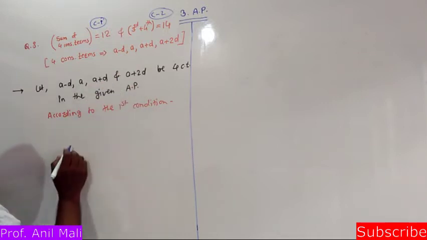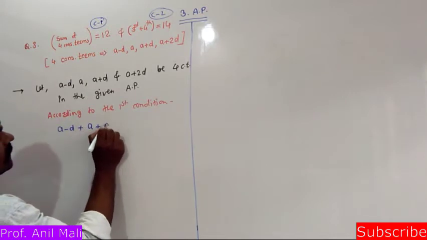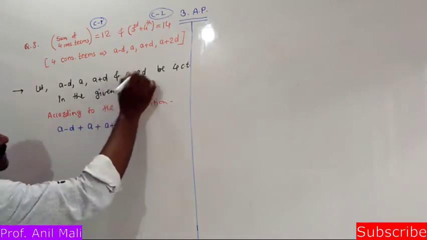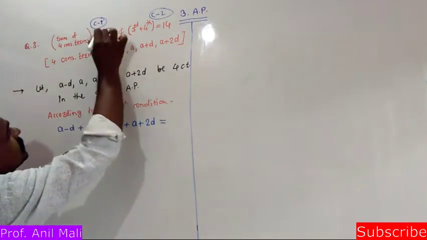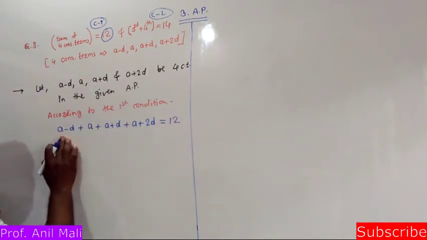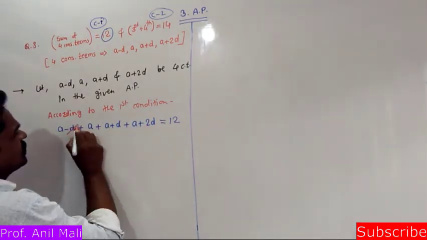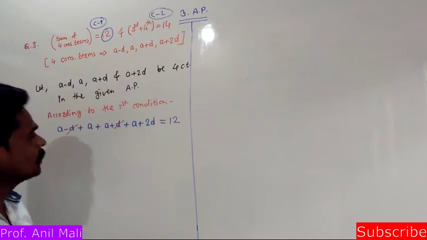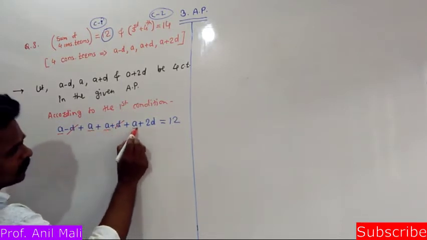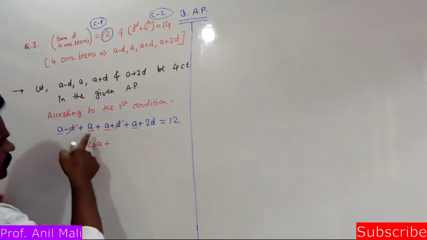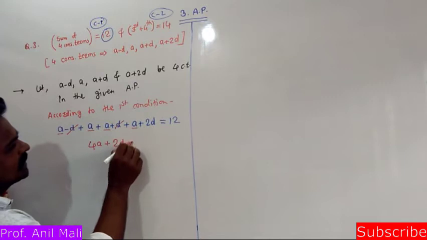So make the sum of all 4 consecutive terms. First term is a minus d plus second term is a, plus third term a plus d, plus fourth term a plus 2d, is equal to 12. So a minus d plus a plus d plus a plus 2d is equal to 12. The minus d and plus d cancel each other. 1a, 2a, 3a, 4a, plus d, only one term of d is there. So 4a plus 2d is equal to 12.